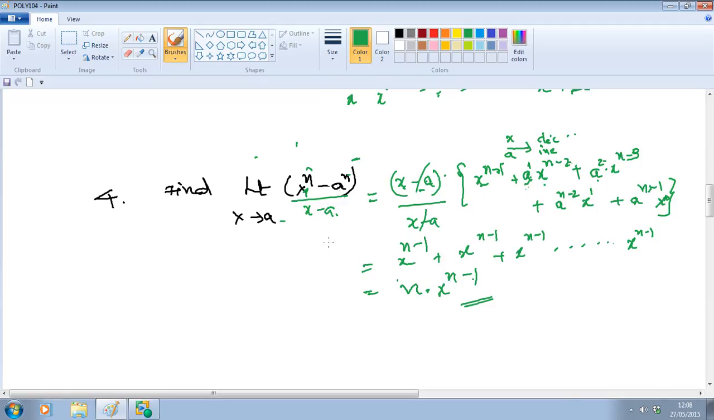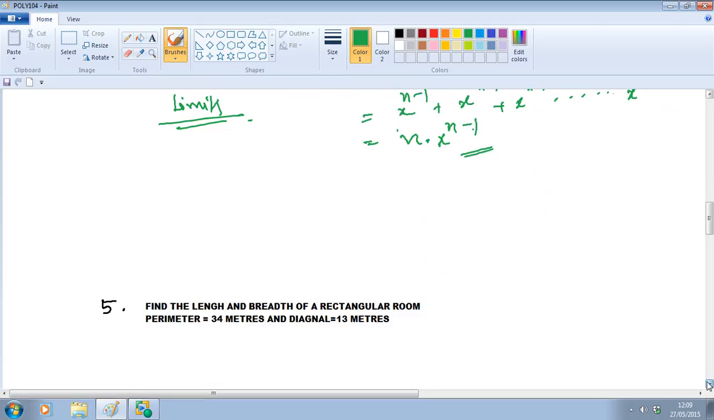So those who are little conversant with limits, they can do this problem. The x minus a you have to get cancelled, and the questions will be like this, x tends to a. Those who are not familiar with limits, we can try the problem later. Next problem.